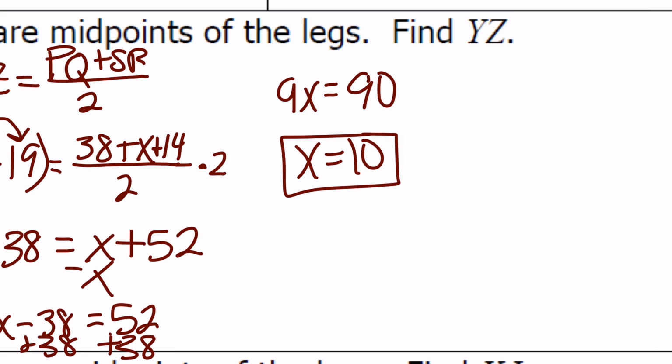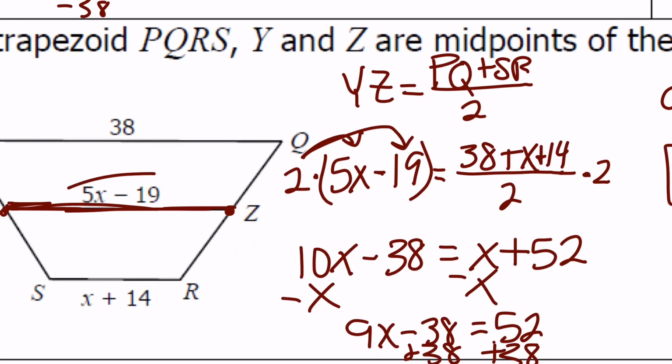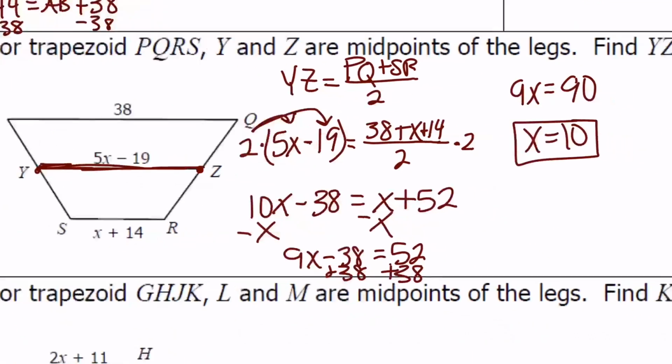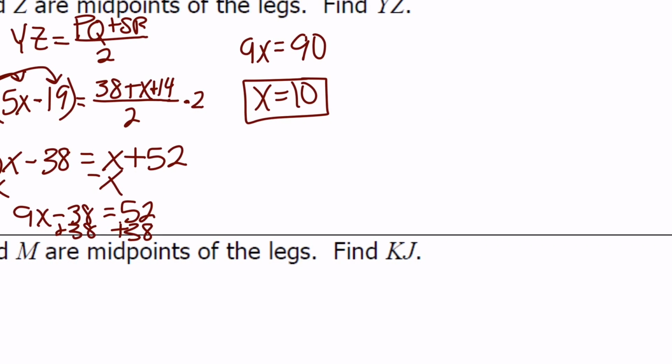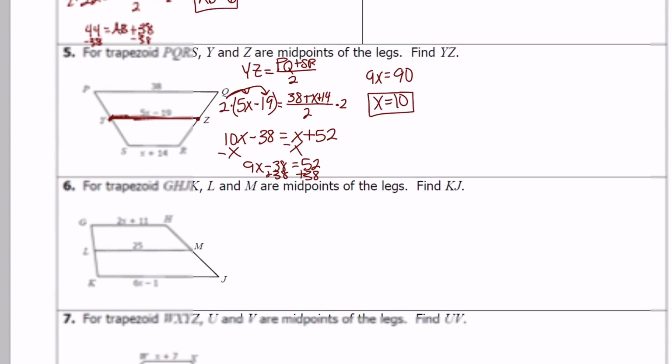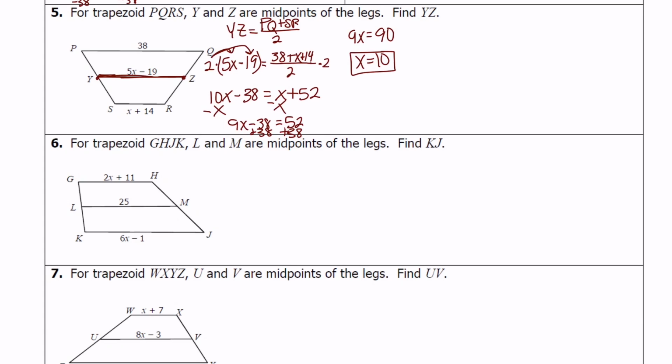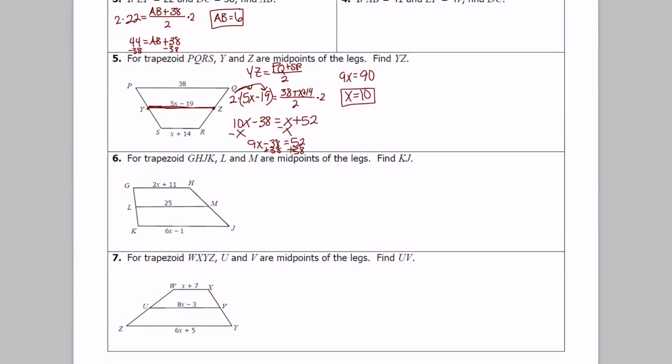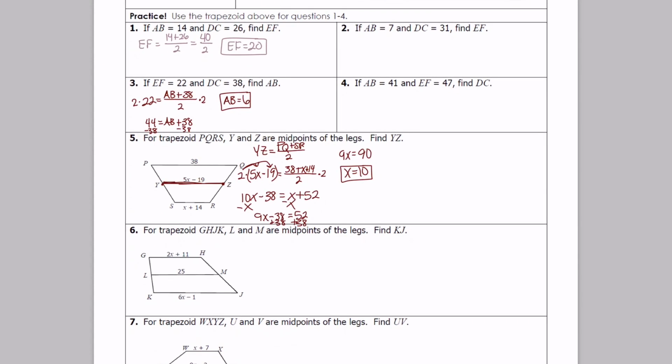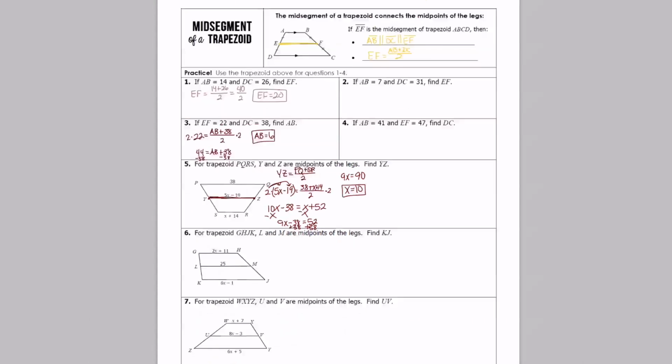Okay, but I'm not just trying to find x, I'm trying to find YZ. So I use x, I plug that in to 5x minus 19, and I can find the length of YZ. So go ahead and finish that one up. And then 6 and 7 are the same as 5. So go ahead and finish 5, do 2, 4, 6, and 7.